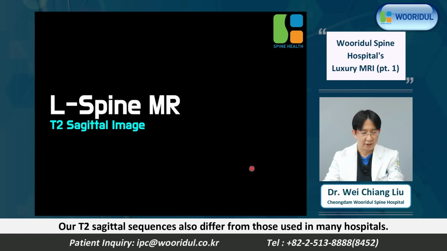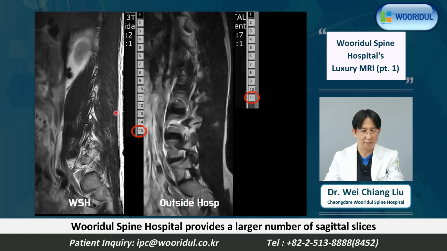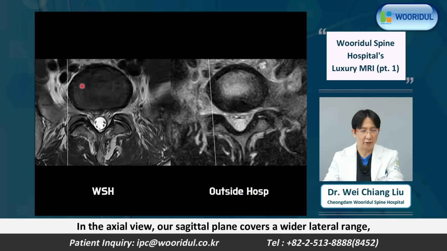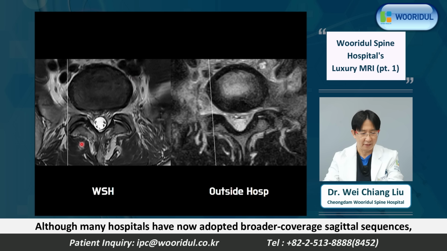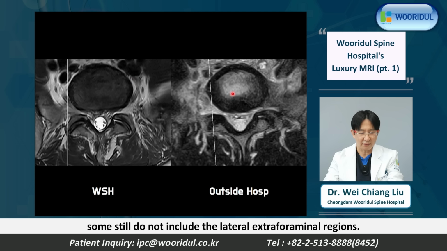Our T2 sagittal sequences also differ from those used in many hospitals. Wooridul Spine Hospital provides a larger number of sagittal slices compared with standard protocols. In the axial view, our sagittal plane covers a wider lateral range, allowing us to detect extraforaminal lesions that might otherwise be missed. Although many hospitals have now adopted broader coverage sagittal sequences, some still do not include the lateral extraforaminal regions. Our T2 axial sequences also differ.